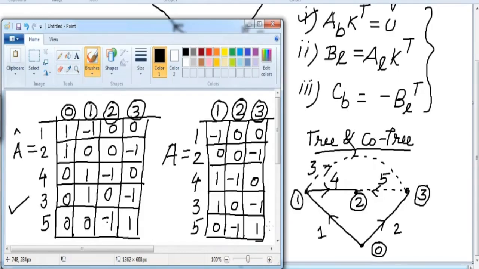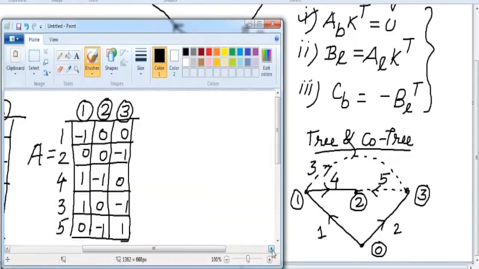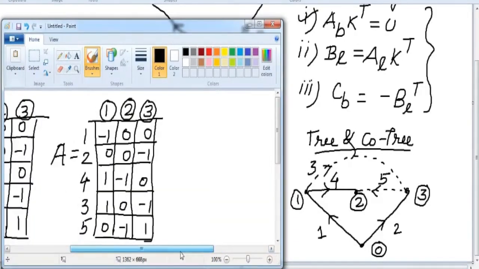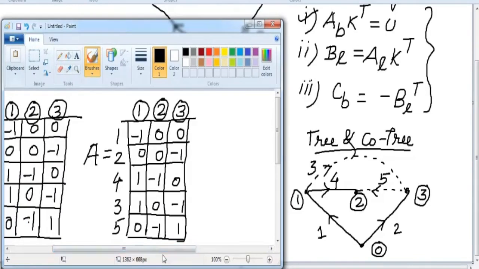Now in your identity, you can see they have asked you A suffix B, that is AB. So now we will see what this concept is all about, what exactly this AB is. For this, we will partition this matrix A into branches and links.